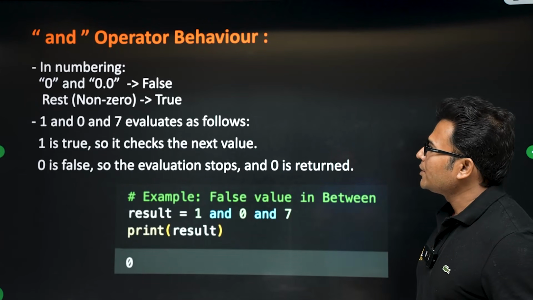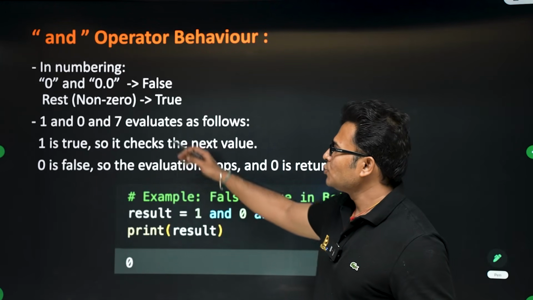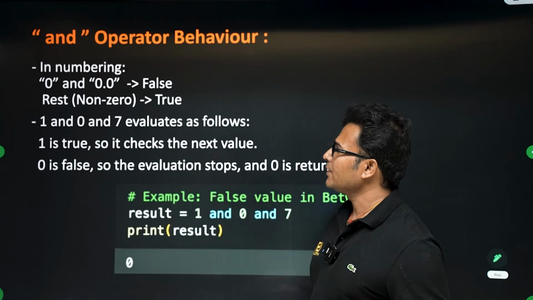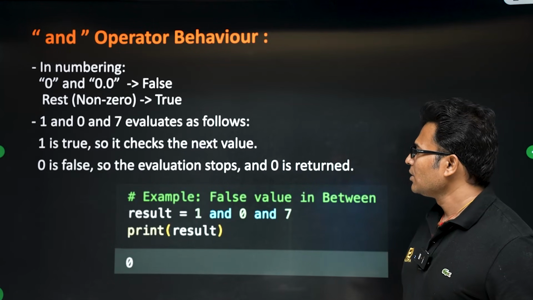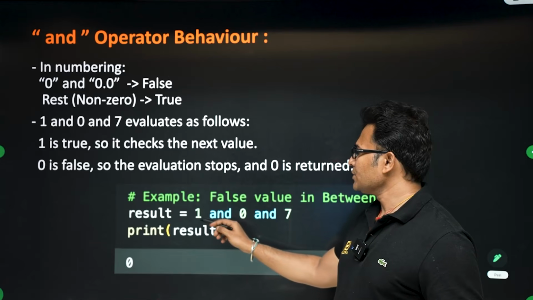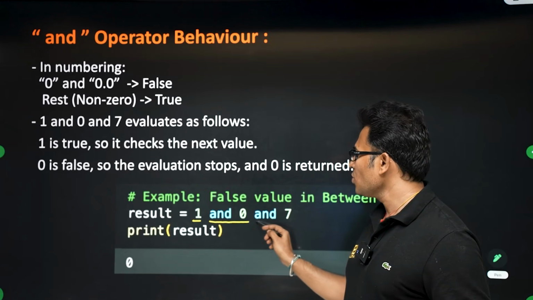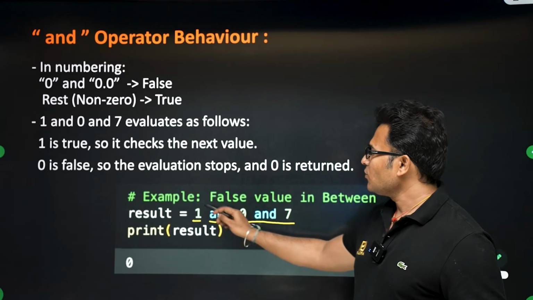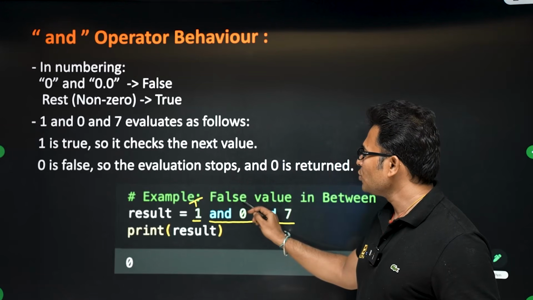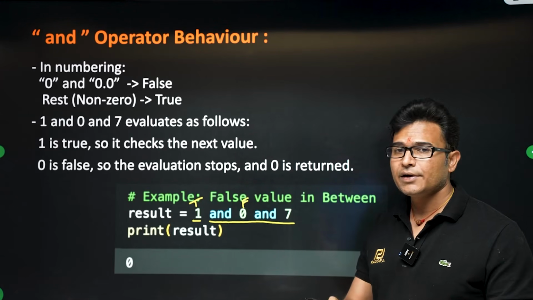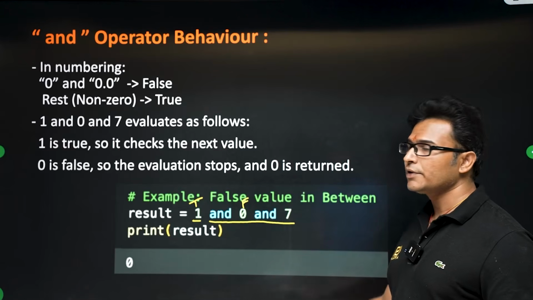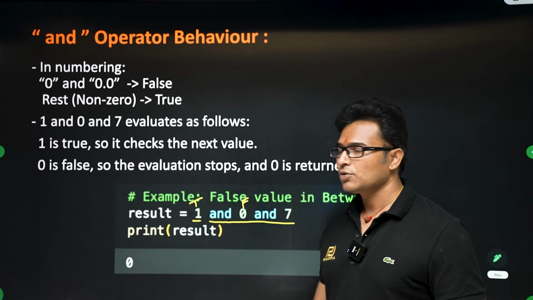AND operator behavior. So I told you 0 and 0.0 are false. Anything other than that is true. So for example, if you write 1 and 0 and 7, 1 is true, 0 is false. It will stop there. It will not evaluate further, and it will give you 0 directly.